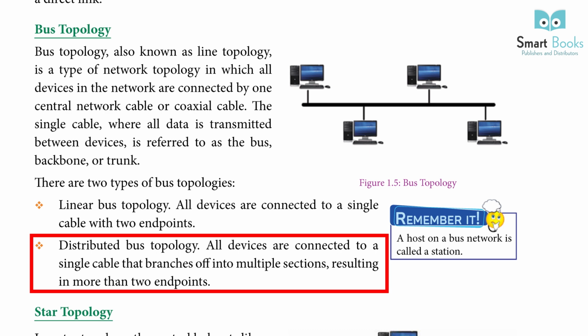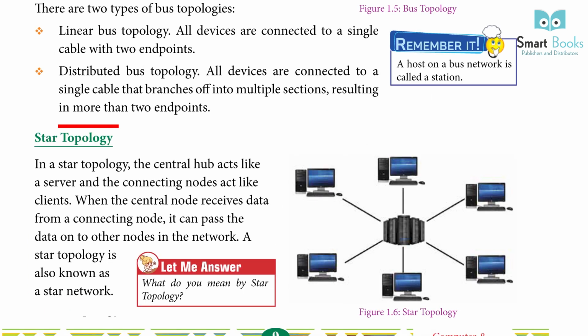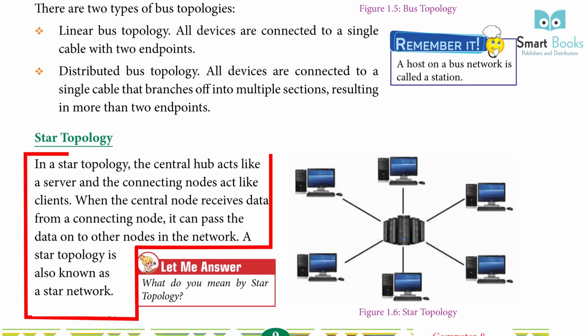Distributed bus topology. All devices are connected to a single cable that branches off into multiple sections, resulting in more than two endpoints. Star topology. In a star topology, the central hub acts like a server and the connecting nodes act like clients. When the central node receives data from a connecting node, it can pass the data onto other nodes in a network. A star topology is also known as a star network.